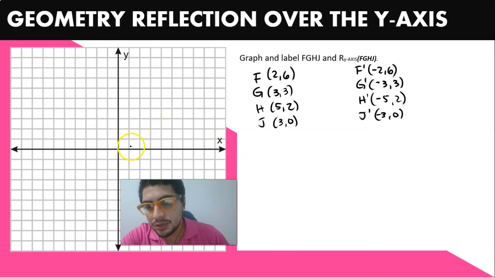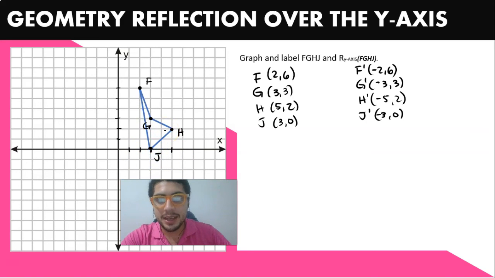So F is (2, 6), so 1, 2, 1, 2, 3, 4, 5, 6. It's going to be here, so here we're going to have F. G is (3, 3), so 1, 2, 3 over here. We're going to have H, which is going to be at (5, 2), so 1, 2, 3, 4, 5, and 2. And then we're going to have our point J, which is going to be at (3, 0), so 1, 2, 3 here. And that's how we find our first polygon, the quadrilateral.